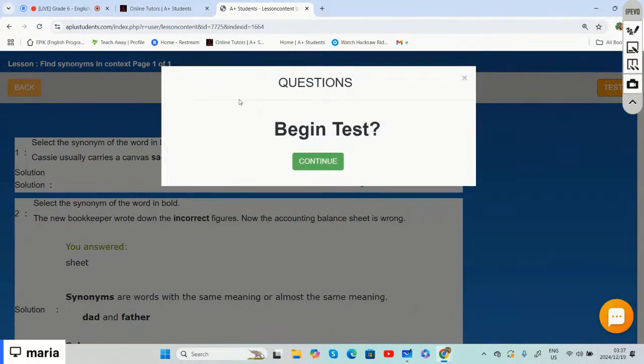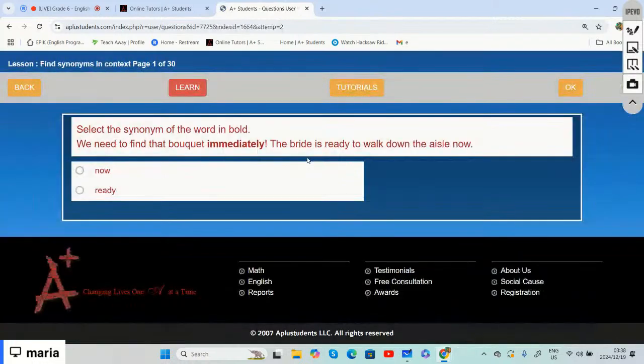All right, now we're going to find synonyms in context, right? And we're going to our test. Where we're going to find synonyms in context, we need to select the word or the synonym of the word in bold. What is the synonym? A word that's the same as or almost the same as the word in bold.